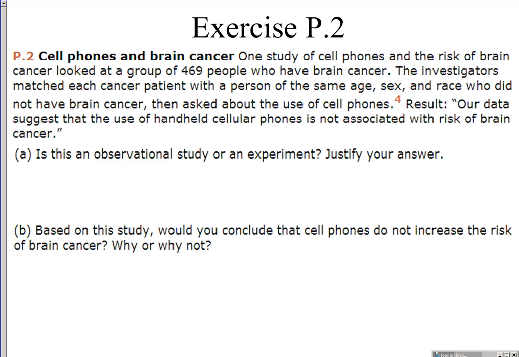Looking at our first example here. One study of cell phones and the risk of brain cancer looked at a group of 469 people who have brain cancer. The investigators matched each cancer patient with a person of the same age, sex, and race who did not have brain cancer, then asked about their use of cell phones. The result? Our data suggests that the use of handheld cellular phones is not associated with the risk of brain cancer. So question A, is this an observational study or an experiment? Justify your answer. This is an observational study.